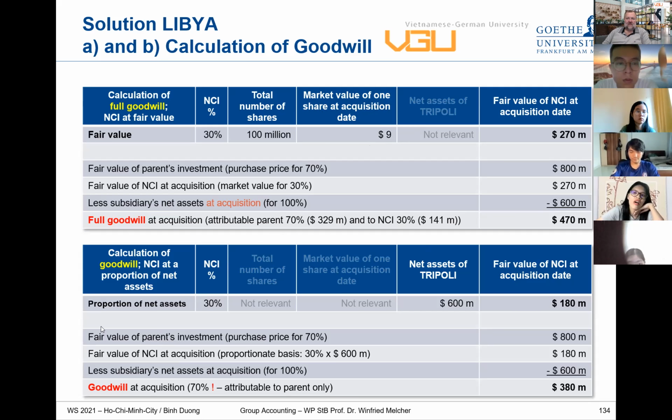Okay, so the proportion of net asset. So you can have both. In case you don't have that market share, of course, you have to follow the proportion of net asset method because you don't have that information. But even if you have that information, you could still go with the normal goodwill, so based on the proportion of net assets. Yes, okay.